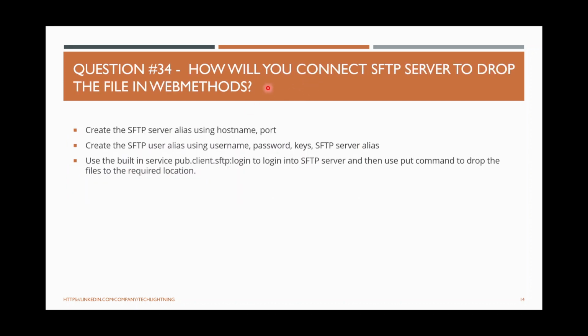How will you connect to an SFTP server to drop a file in webMethods? For example, I have an SFTP server where I need to send the data. I need the SFTP host name, username, password, and if there are any keys, I need this information. First I'll go to IS Admin, where I'll create the SFTP server details, which will have a host name and port, using which I will create the SFTP server alias. Once that is done successfully, I'll go to another page where I'll create an SFTP user alias. This is where I give a username, password, the SFTP server alias detail, and also the key information in order to create the user alias. Once the user alias is created, I can do a test connection from there to verify whether I'm able to connect to the SFTP server.